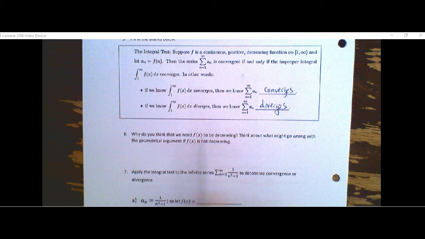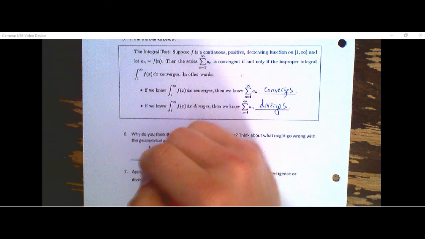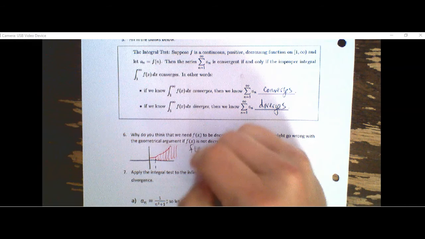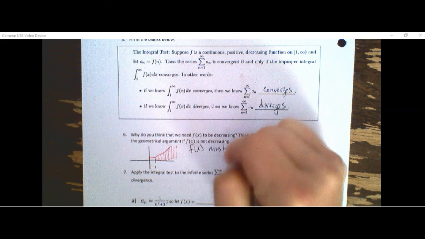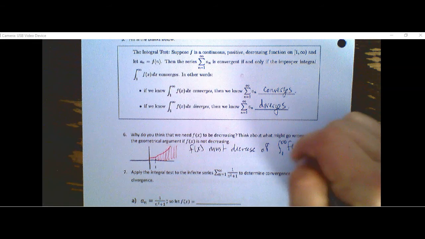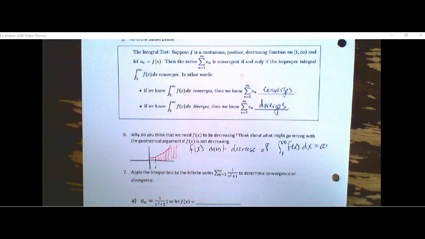So why do we think f of x needs to be decreasing? So think about what might go wrong with the geometrical argument if f of x is not decreasing. Well, it has to be decreasing, right? So if we have an increasing function on 1 to infinity, the area would be infinite, right? f of x must decrease, or the integral from 1 to infinity of f of x dx will equal infinity, right?